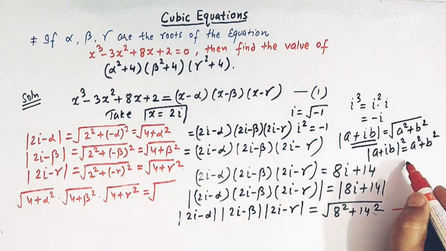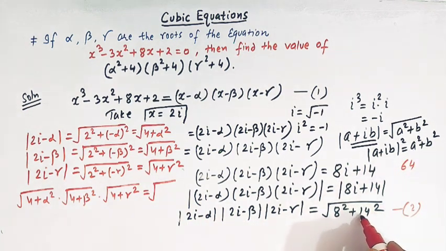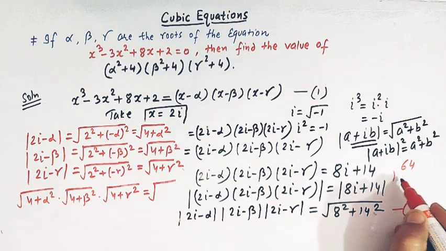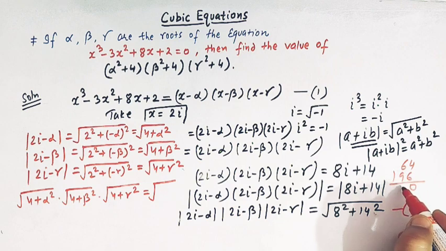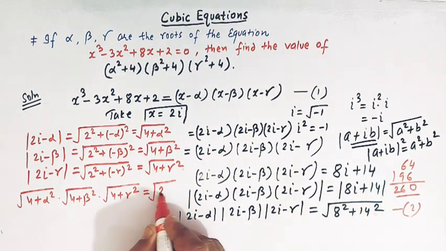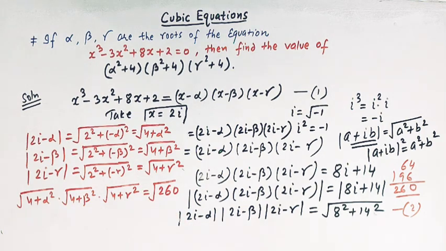8 square, that is 64, plus 14 square, that is 196, which gives 260.